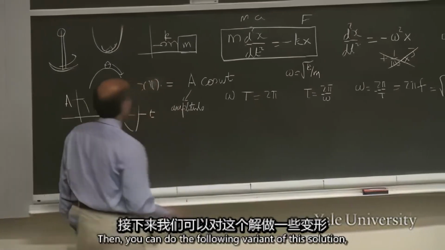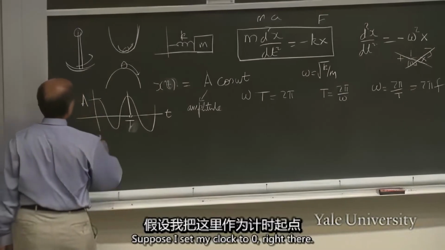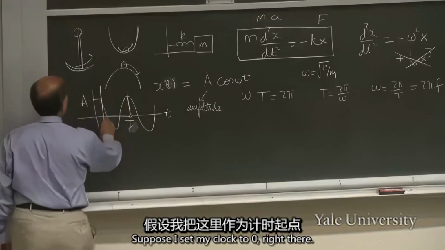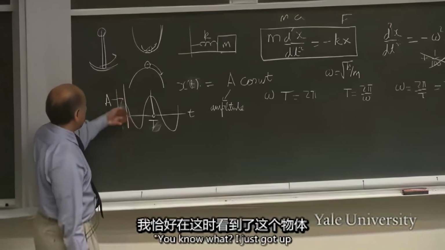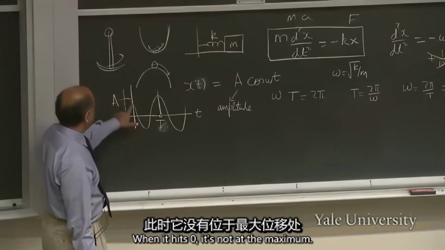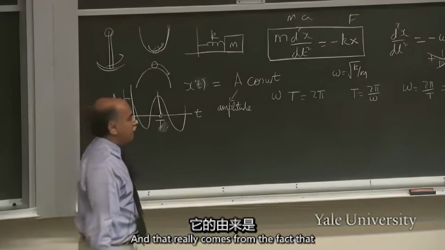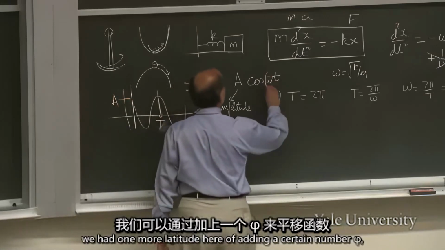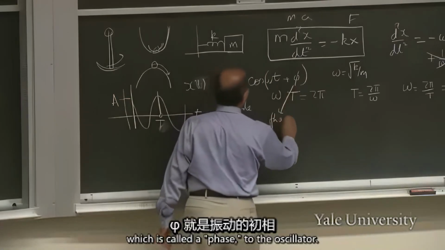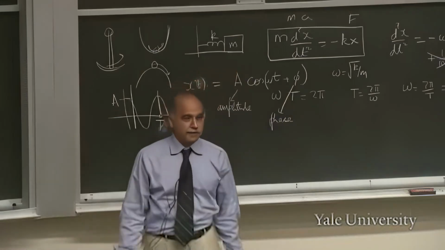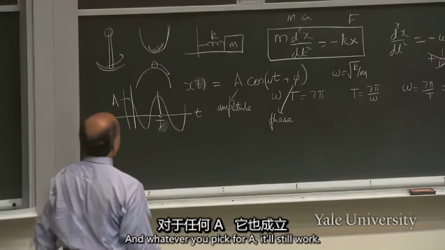Then you can do the following variant of this solution, which I will write down now. Suppose I set my clock to 0 right there. You set your clock to 0 here, but I can say, you know what, I just got up and I'm looking at the mass. I set my clock to 0. When it hits 0, it's not at the maximum. But it's the same physics, it's the same equation. And that really comes from the fact that we had one more latitude here of adding a certain number phi, which is called the phase, to the oscillator. Whatever you pick for phi, it will still work. And whatever you pick for capital A, it will still work.